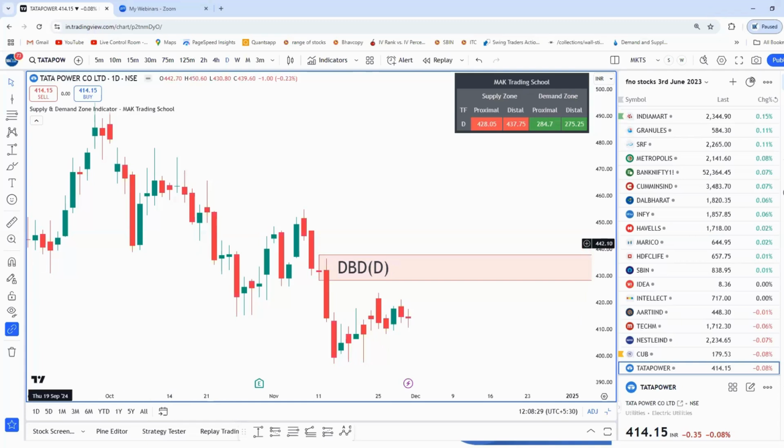So let's look at some of our recent trades that we executed. Let's go through those. So friends, the stocks which I covered earlier are probable trades. You can set your alerts. You may not trade them, but do set your alerts.